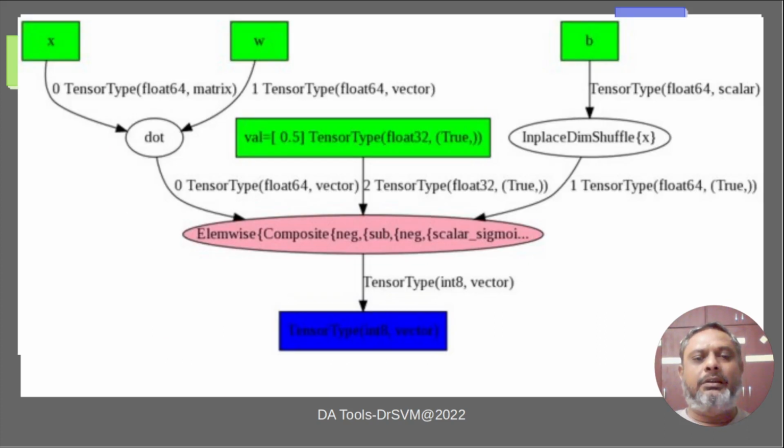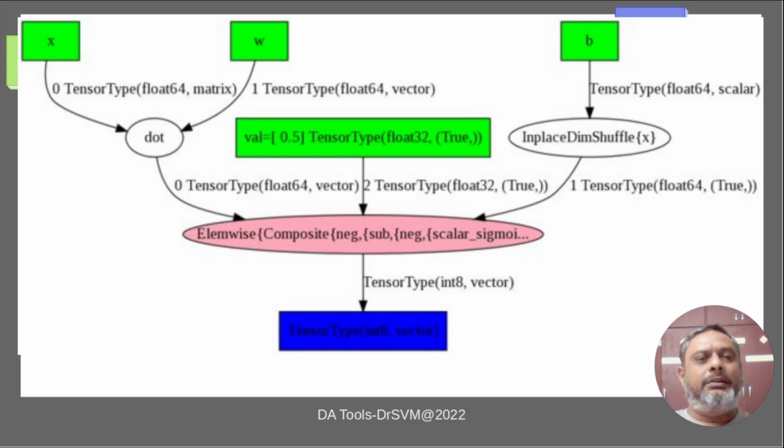Symbolically, we can see how Theano can be made to work. Here we are trying to find some function that is x times w plus b. So here x is a matrix, w is the weight vector, b is the bias. That's a very commonly found expression in any data science or machine learning algorithms.